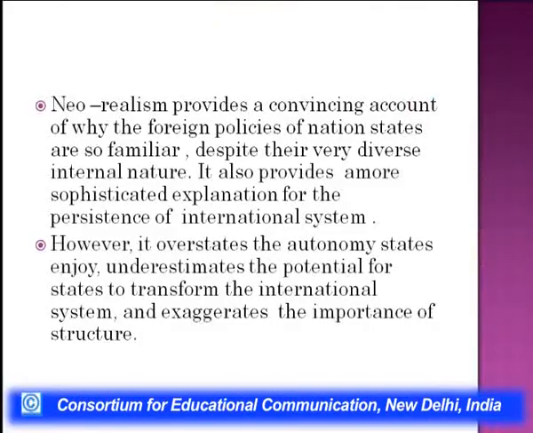Despite their very diverse internal nature, it also provides a more sophisticated explanation of the persistence of the international system. However, it overstates the autonomy of states, underestimates the potential for states to transform the international system, and exaggerates the importance of structure.